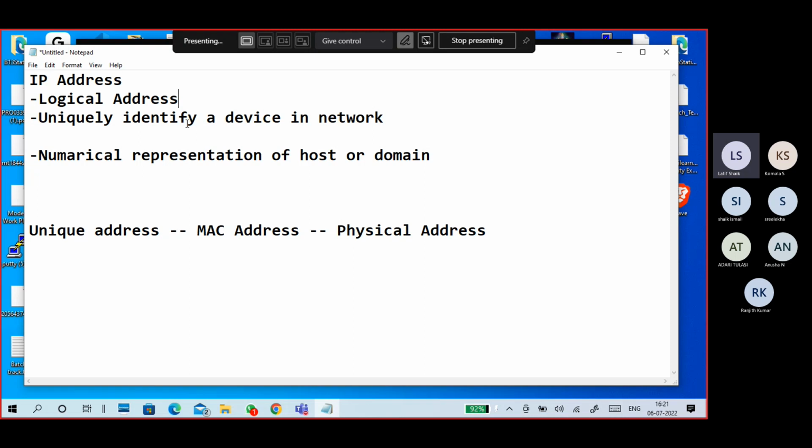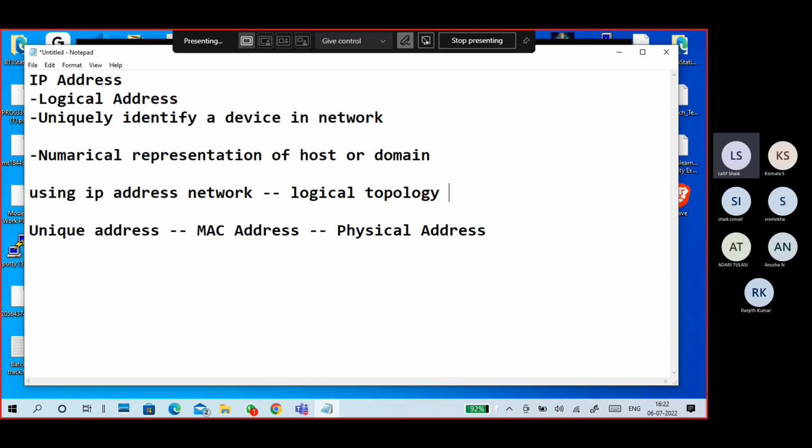Through IP address, we can create logical topologies. Using IP address in a network, we create a logical topology. We have already seen physical topology, like bus topology, ring topology, kind of stuff. But here we see logical topology using IP address in a network. So we create logical topologies.